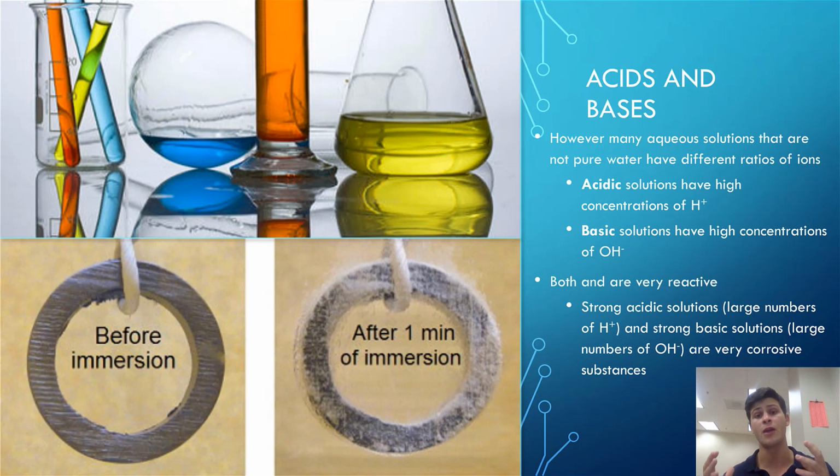On the other hand, if a solution has way more hydroxide ions than H plus ions, that means it's going to be a very strong base, and it's similarly going to be very, very corrosive. So in either direction, the farther you deviate away from a neutral solution, the more corrosive and the more reactive that solution is going to be.